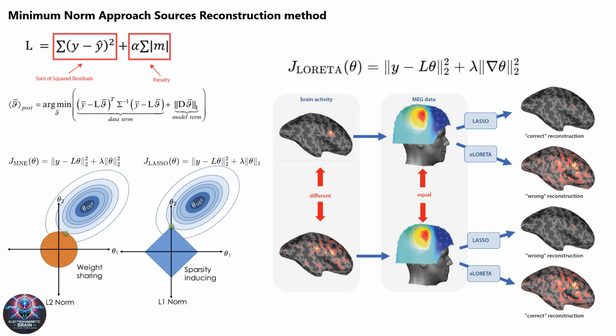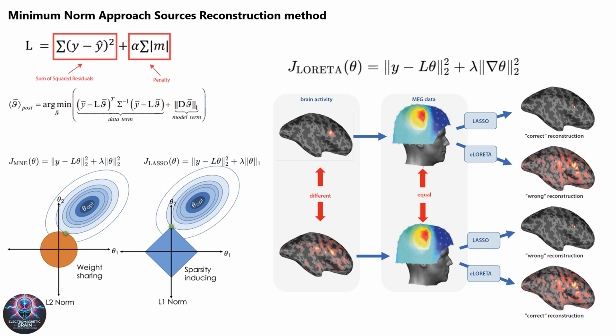To illustrate the impact of choosing the appropriate method, here we bring a scenario where two distributed sources produce identical MEG signals. One is very focal, while the other is spread across many gyri and sulci. If the true activity is sparse, lasso would correctly pinpoint the focal source. If the activity is distributed, MNE or LORETA would more accurately capture the broader distribution.